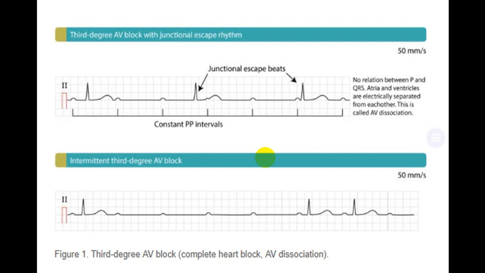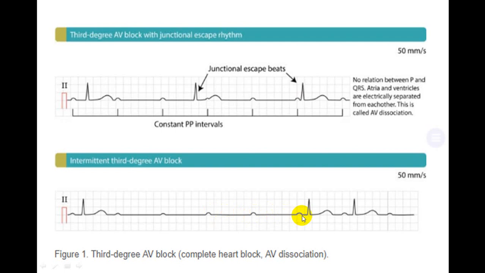Now here, this is a third degree AV block with junctional escape. I'm not going into detail. And this is intermittent third degree AV block. You can see here, there is a QRS complex. Now this P wave, there is no transmission, no transmission, no transmission, no transmission.